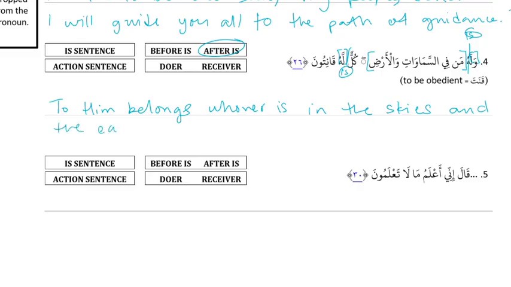Period. And then we have a new sentence. And then kullun we're just going to translate as all. Everyone. Let's translate it as everyone. Okay. Everyone is, and then move the TLDR to the end. Qanitun, obedient to him. Good. Obedient to him.